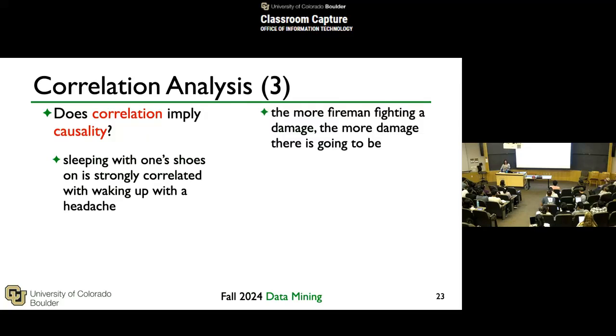Another one. The more firemen fighting a damage, the more damage there's going to be. So you can probably look up some of the related fire information. You can probably see that, right? How many people were sent to fight the fire, and then the total damage. Possible, right? The correlation is there. But then will you claim that the fire may actually cause more damage? I guess we wouldn't have that conclusion.